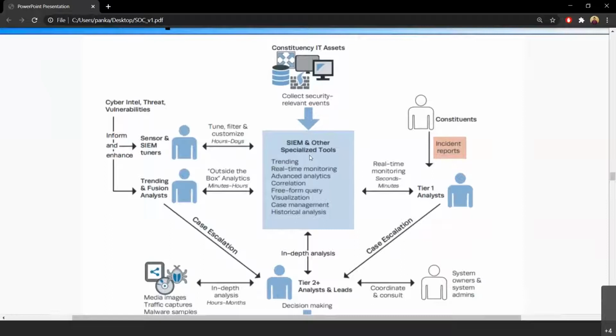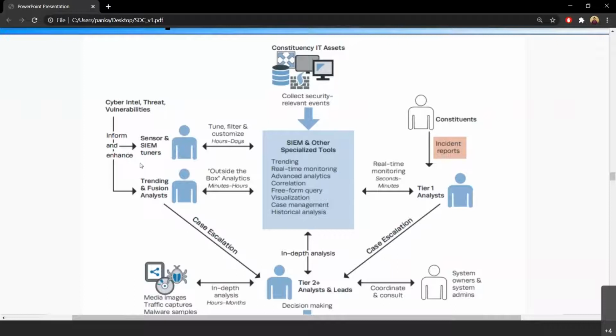Okay. Then we have the cyber threat intel and vulnerability information. This is being collected by analysts around the clock. These sensors and SIEM, all of the security devices, are basically fed this intelligence.